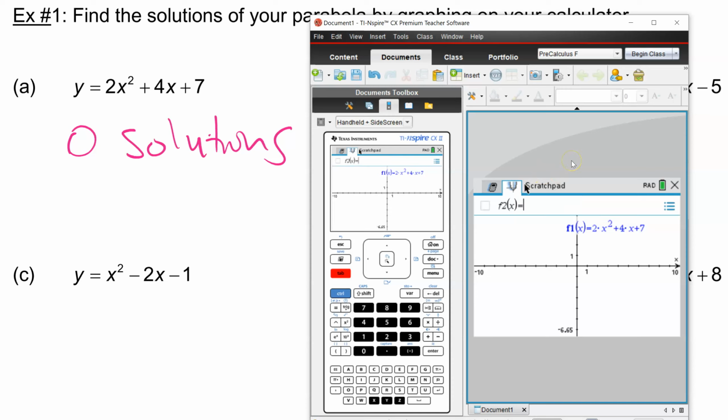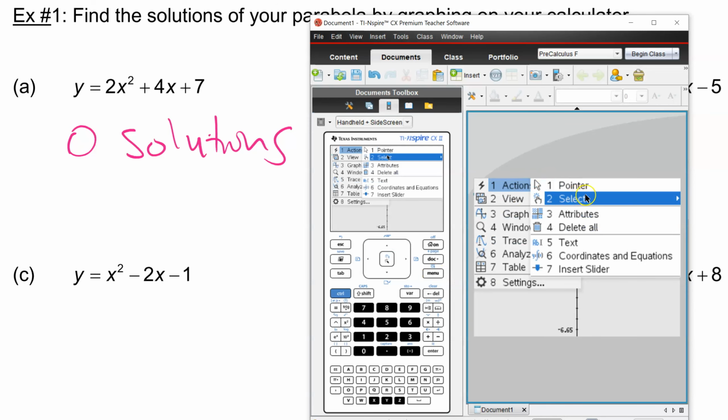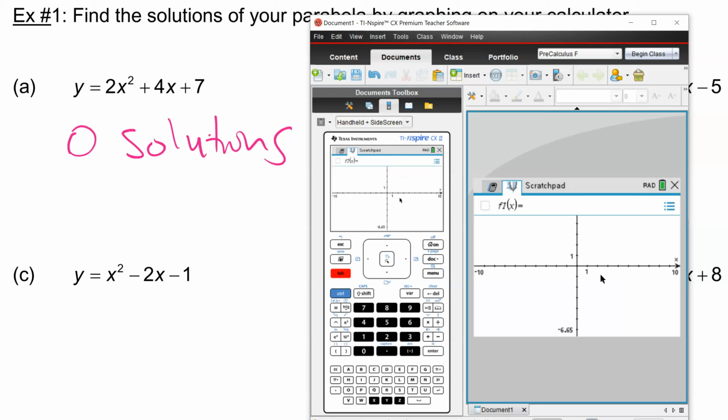So you come back here. Now I can push. Here's another way to clear it besides delete. Menu, actions, delete all. Do you want to delete everything? Yup. And then I push tab and now it's cleared. This is if you had like 50 equations on there, maybe like 5. You don't want to delete them all one by one. So that's another way of doing it. So let's insert our C. We're going to do C next. X squared minus 2x minus 1.